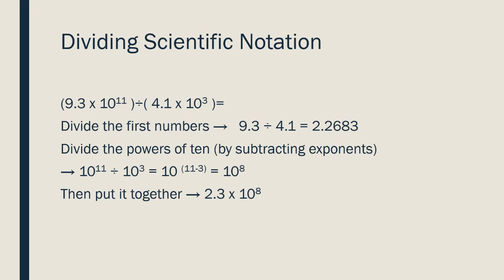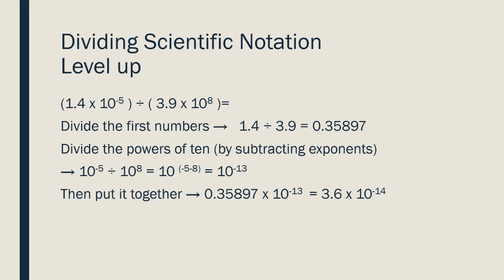Dividing is similar, but something of the opposite. So 9.3 and 4.1, you're going to divide those. So 9.3 divided by 4.1, you get that answer. Then when you divide the powers of 10, you subtract, the opposite of what we were doing before. So 10 to the 11th divided by 10 to the 3rd. Now you're going to subtract 3 from 11, and you'll get a total of 8. And then you combine everything. 2.2683 can be rounded to 2.3 times 10 to the 8th.